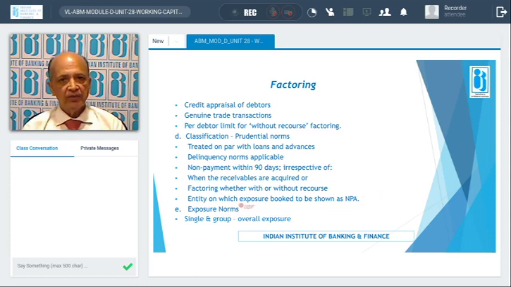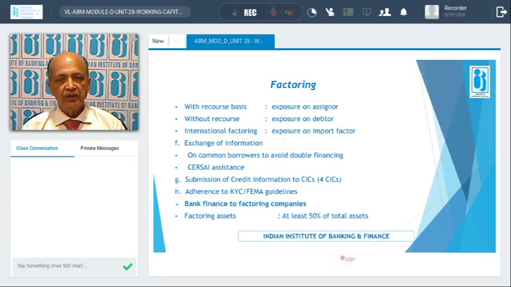Then exposure norms. When we talk about exposure norms, we have to think about the capital funds. In the case of individual borrowers, it should not exceed 15% of the capital funds, and in the case of a group, it should not exceed 40% of the capital funds. Group and overall exposure should be seen. It should not exceed the overall bank's position as on 31st March of the previous year. It should not exceed the capital funds so far as the exposure is concerned.